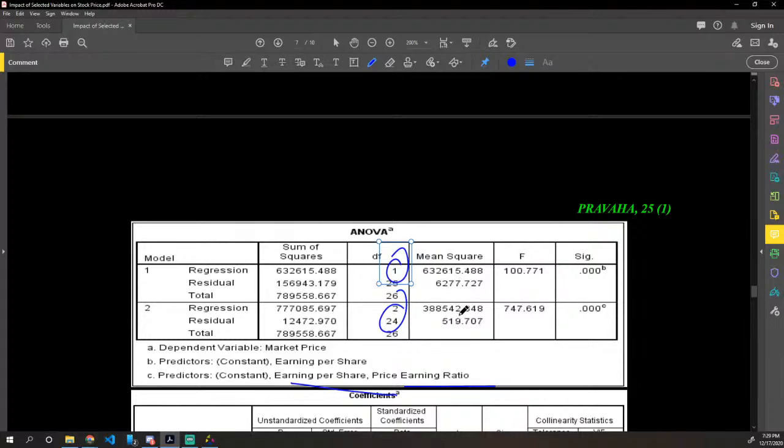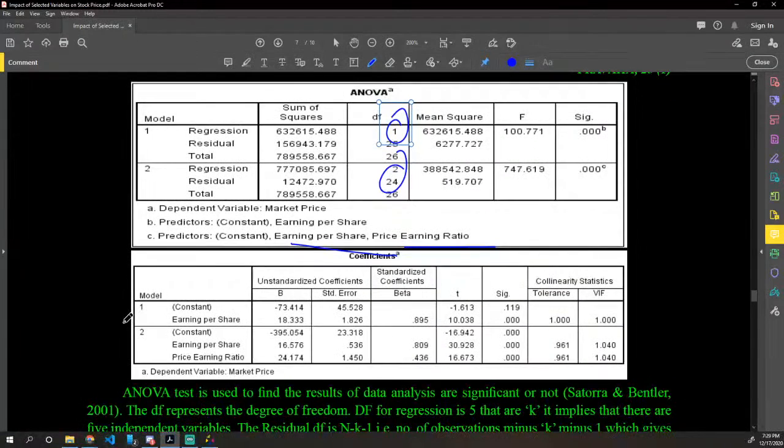Square was this much, residual was this much, total was this much. Similarly, what is this? Constants are over here.